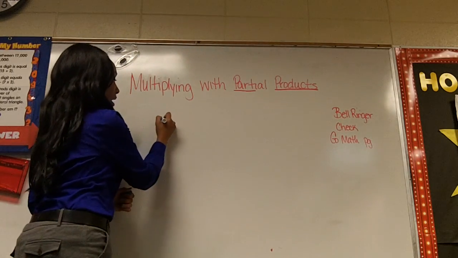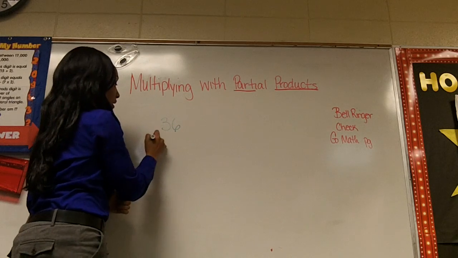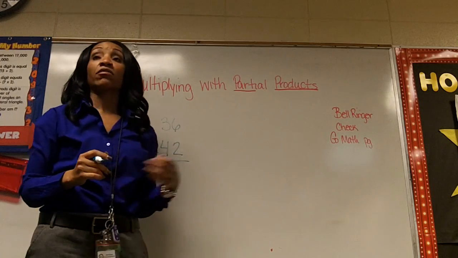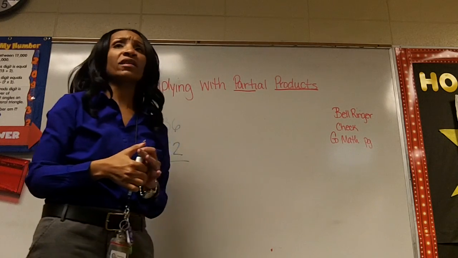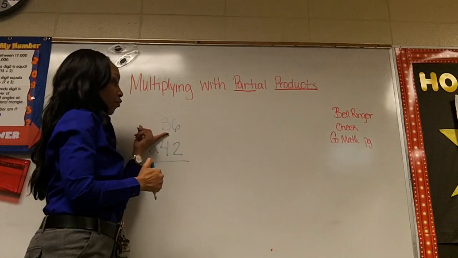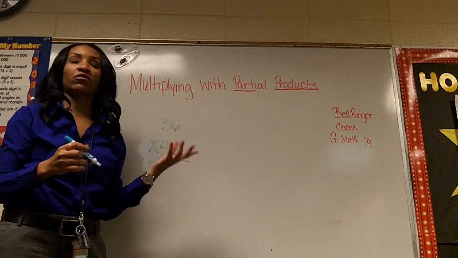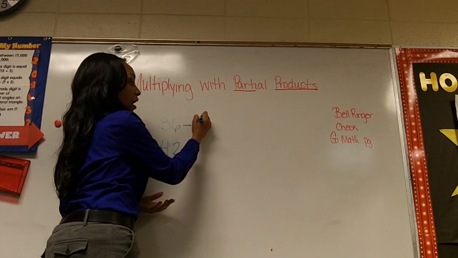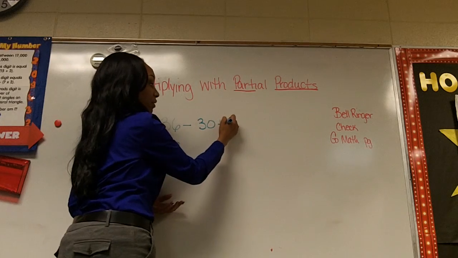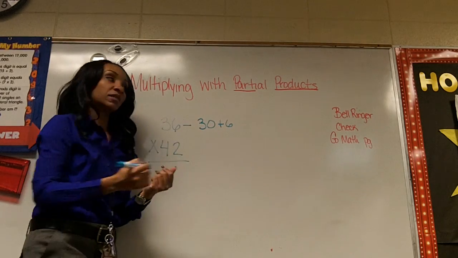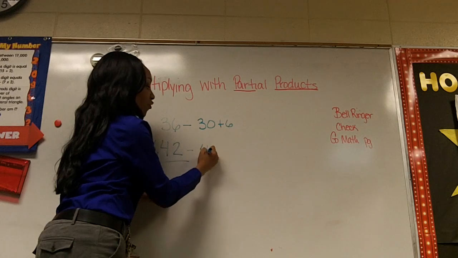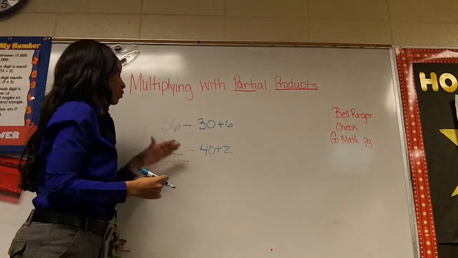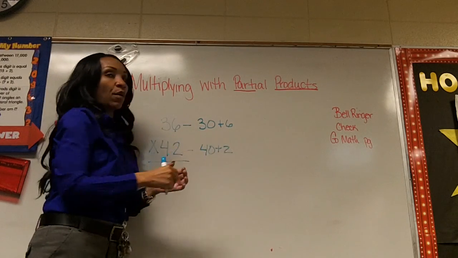So if I had the problem 36 times 42, and I wanted to find the product for this, the way that I will go about it is first I want to break my problem down by place value, each of my numbers that I'm going to multiply. So I will take the number 36, and I know that 30 plus 6 will give me 36. And I also know that 40 plus 2 is the same as 42. That's what I'm doing when I break it by place value. I'm using my tens and my ones.